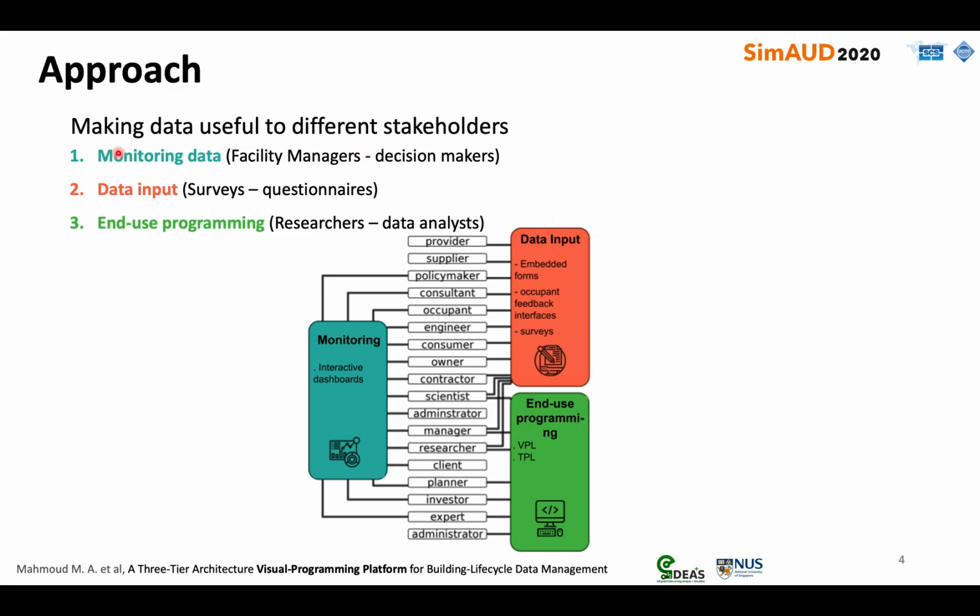First, to make the IoT data useful to different stakeholders, we identified 3 main categories of users based on their use pattern. Firstly, users who are interested in monitoring the data, such as facility managers and decision makers. Secondly, users who just input data, such as giving satisfaction feedback or reporting errors. Third, users who are interested in dealing with the raw data, such as energy modelers and data analysts, also referred to as end-use programmers.